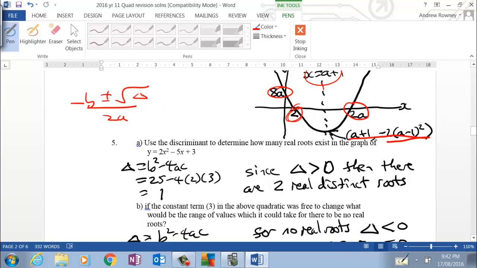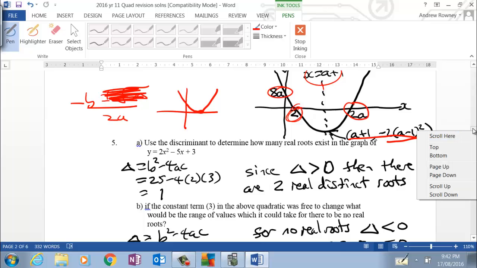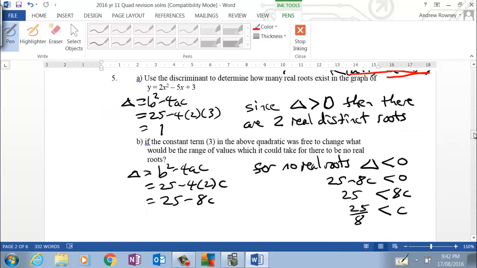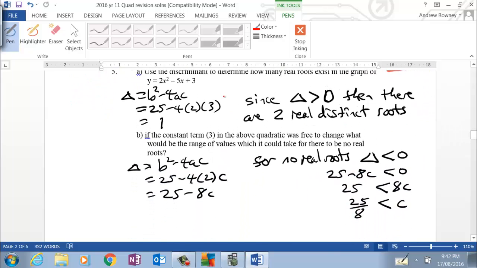So if that's positive, we have plus or minus a positive number. If it's negative, we have plus or minus an error. If it's 0, then that wipes off this whole term, and so you only end up with one answer, which actually happens to be the vertex x-coordinate, because the vertex touches. So all you need to do is to have one of those three cases. Write that down. So here it's positive, so it's the two real distinct case.